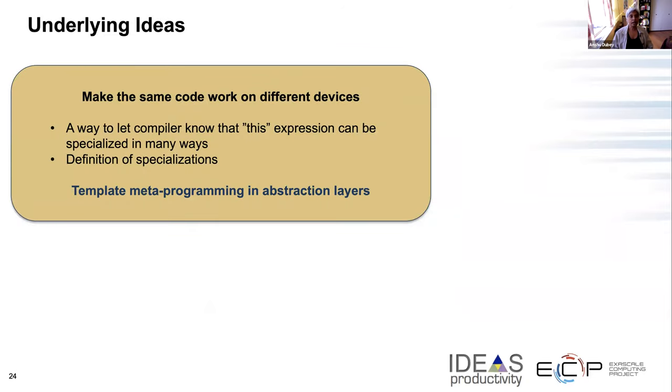The underlying idea is that what we ideally want to do is make the same code work on different devices, which means that we want to be able to express code in a way that lets the compiler know that this expression can be specialized in many ways. And then we can just have multiple instances of code for those specializations. This is what a lot of the C++ based abstraction layers are doing through template metaprogramming.